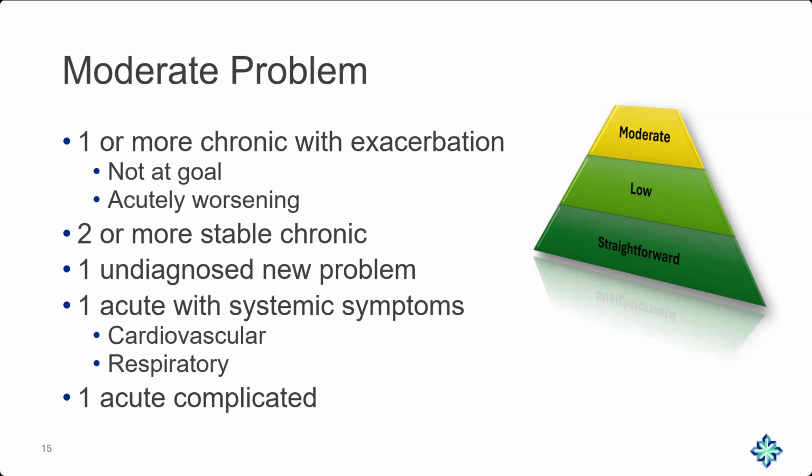You could have an acute illness with systemic symptoms. So think respiratory problems, cardiovascular problems. Those are the types of things that you're looking for. It's impacting an entire organ system. And then also you have one acute complicated injury. Maybe they have a broken bone and maybe it's a complex break, something of that nature. Again, depends on the patient.